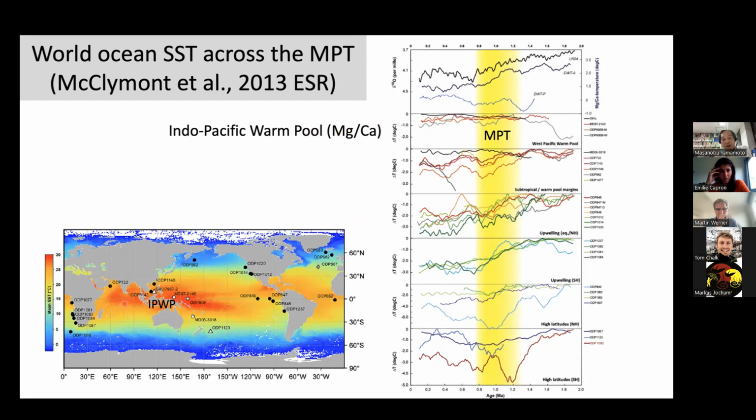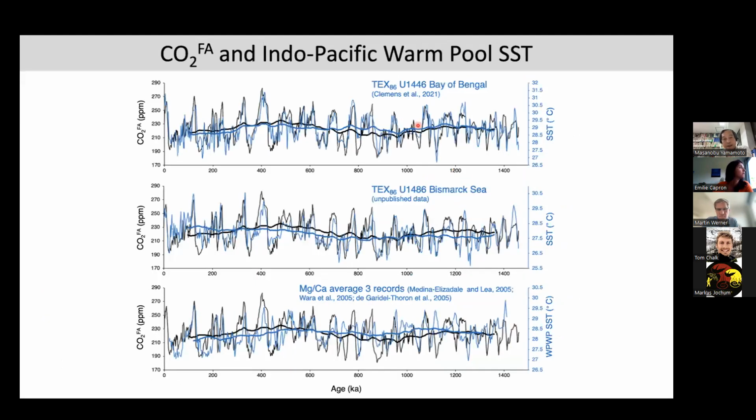So this is the warmest region in the world. And in the IPWP, the temperature was unchanged across the MPT. So this is consistent with our CO2 record. So we compared with the Indo-Pacific warm pool sea surface temperature, the high resolution records, and we can find the very good agreement between the CO2 and the IPWP sea surface temperatures.